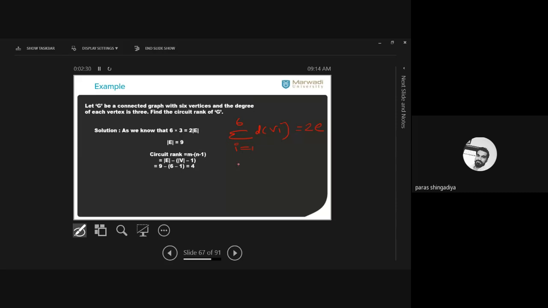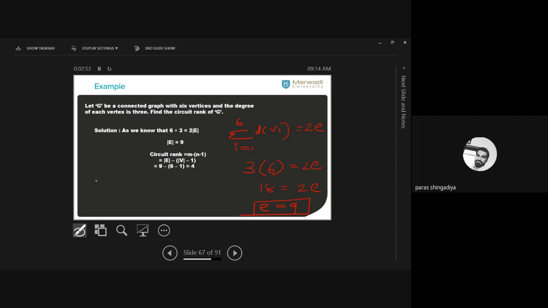So you can write 3 plus 3 up to 6 times. Otherwise, you can write 3 times 6. There are 6 vertices and each has degree 3. That is equal to 2 times e. And that is 18 equal to 2 times e. So we get the number of edges equal to 9.